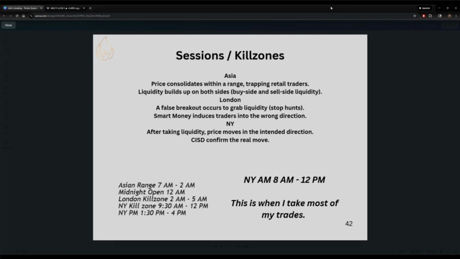So what you're saying is, if London already created a change in state of delivery, we can expect New York just to continue. Yeah, exactly.